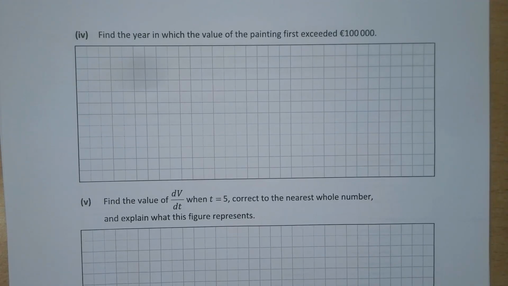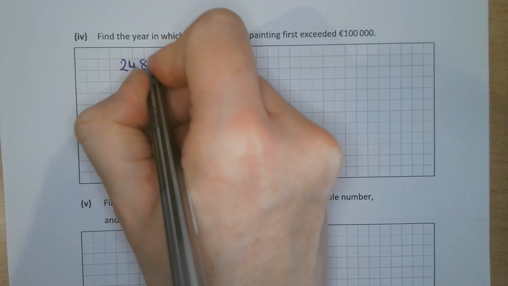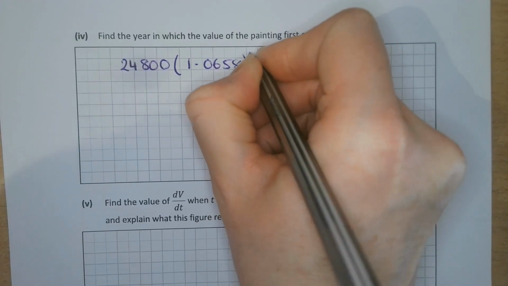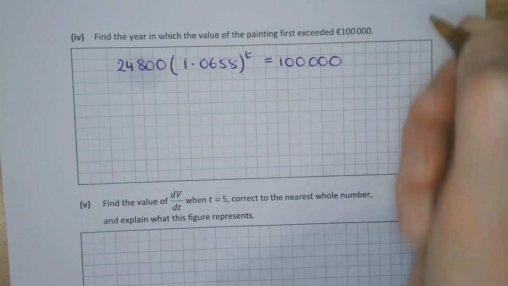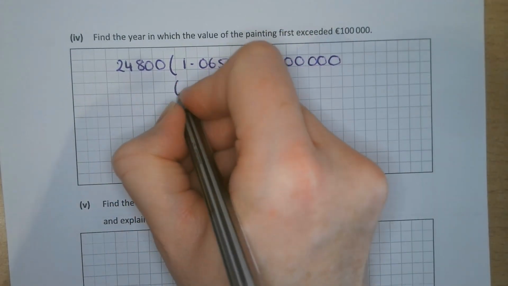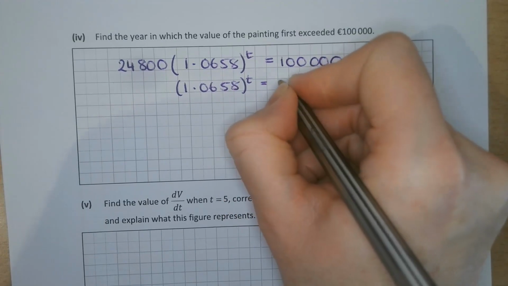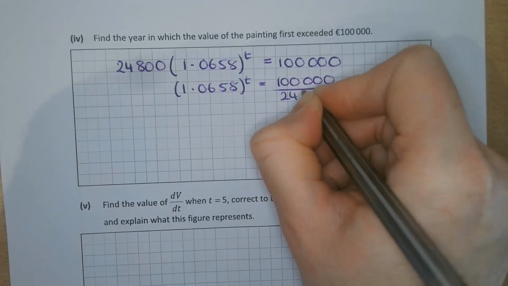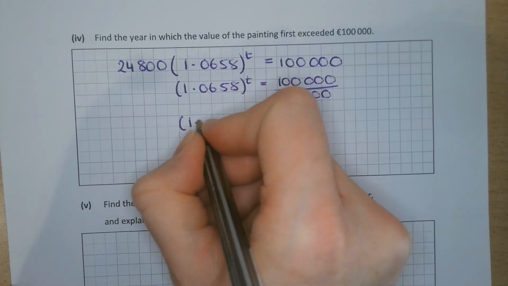Part 4 of this question asks me to find the year in which the value of the painting first exceeds €100,000. So filling into the formula with the information that I have, 24,800 multiplied by 1.0658. What I'm looking for here is T. I don't have T, but I'm going to put that equal to 100,000, and I'm going to solve for T. The first thing I can do is divide both sides by 24,800. We can do that on our calculator and simplify it down to a fraction of 125 over 31.